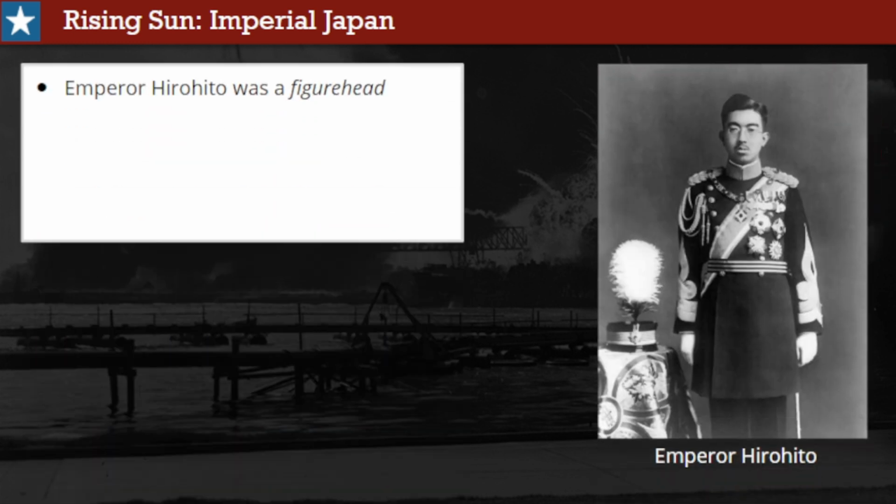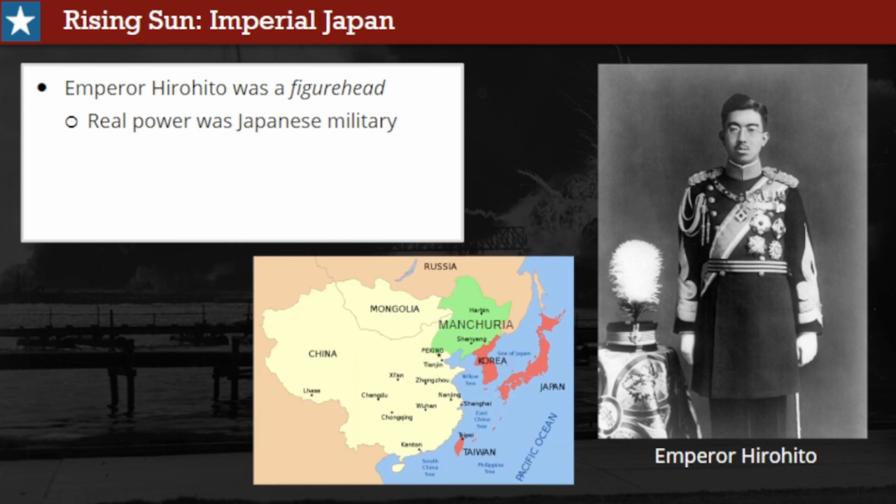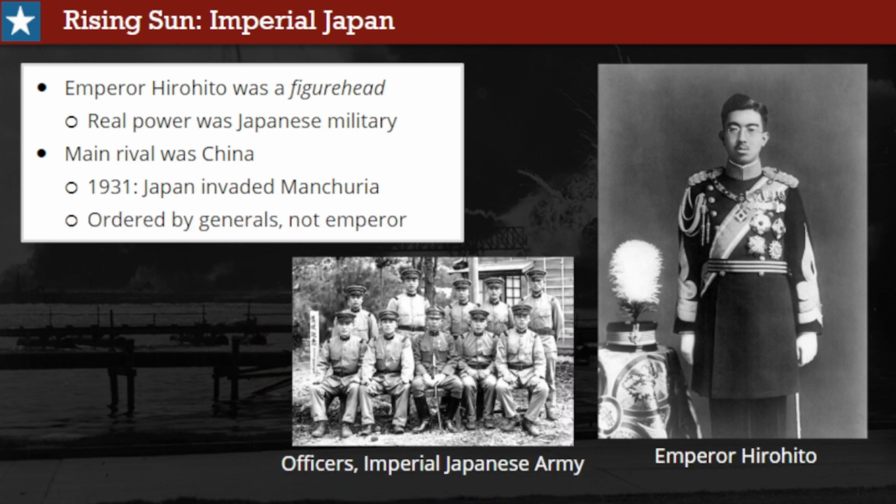Japan was technically ruled by an emperor, Hirohito, but he was largely a figurehead, a ruler in name only. The real power behind the Japanese government in the 1930s was the nation's military. By the 1930s, Japan already controlled Korea and Taiwan, and its main rival in mainland Asia was China. In 1931, the Japanese invaded Manchuria, a province in northeastern China. In a telling sign, the invasion of Manchuria was ordered not by Japan's emperor, but by its generals.